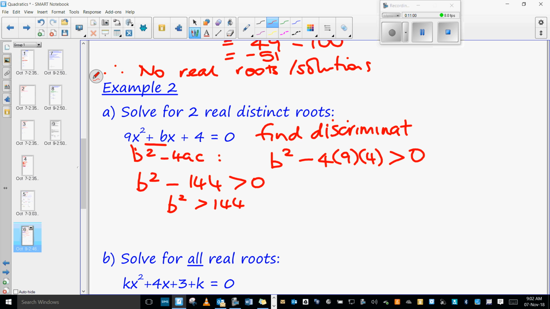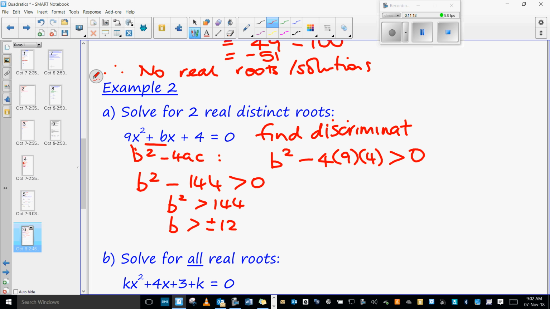Now, be careful here though. We've got a square value that is greater than 144. So remember, you can't just say B is greater than plus or minus 12. Do you remember that? It has to be one, because remember, you've got square roots of things.